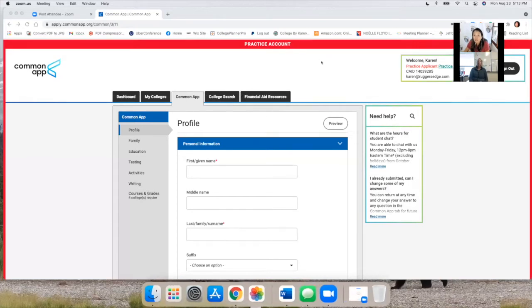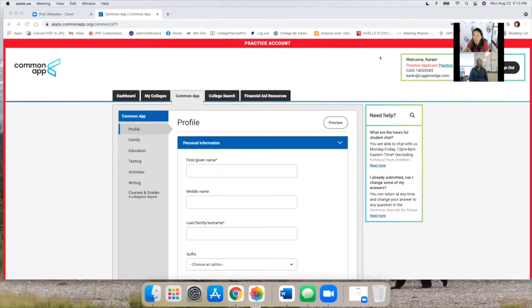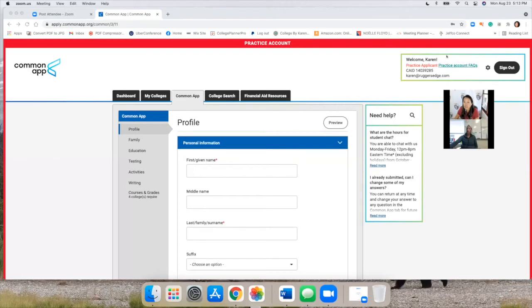Okay, yes. So this is a practice account, but when you sign in, when you've made an account, you're going to see up here in the top right it says "Welcome Karen," and then it shows the CAID number. Just so you know, that's going to be your application ID number. If you are a student working with a college coach for recruitment and they are flagging your application, they're actually going to be tagging it for recruitment, and this is the number they're looking for so that they can notify admissions.